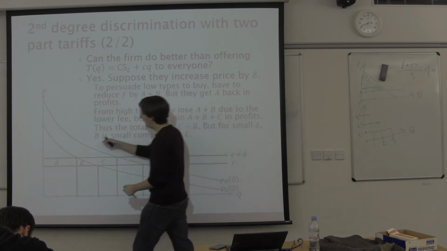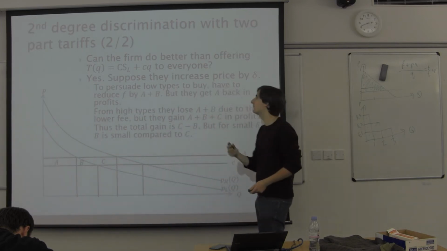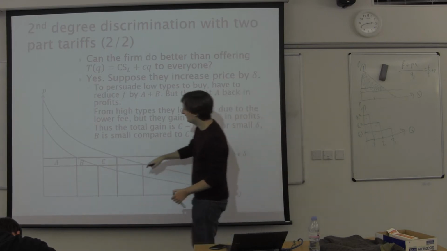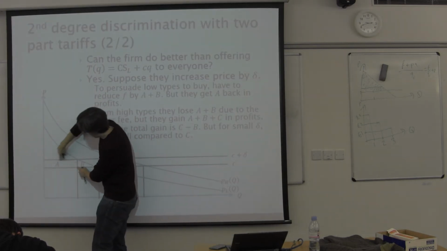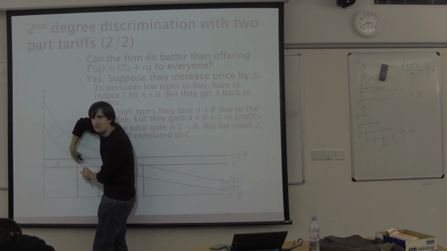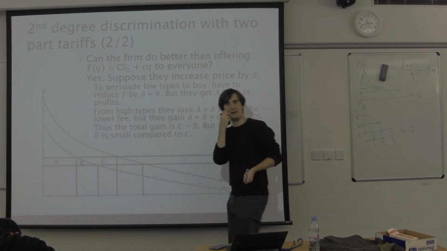the good. Okay, so the firms are going to lose A plus B on the fee, on their income from fees, selling to low types. But because the price has increased, that producer surplus has gone up by A. Okay, so they've lost A plus B in the fee, but then they get A back in the producer surplus from selling the good.